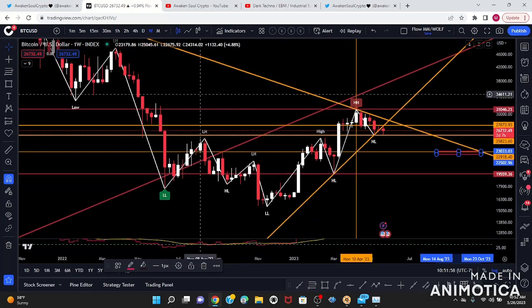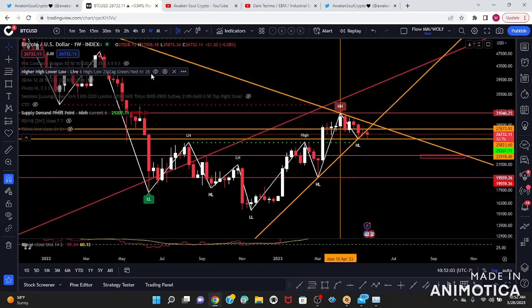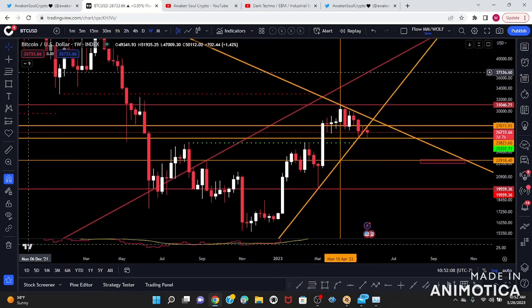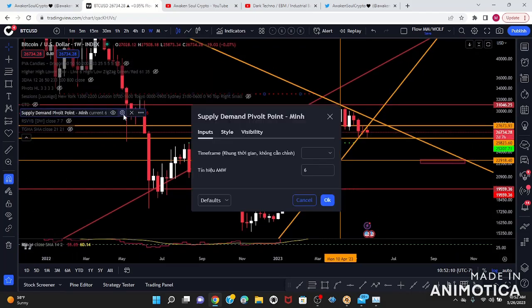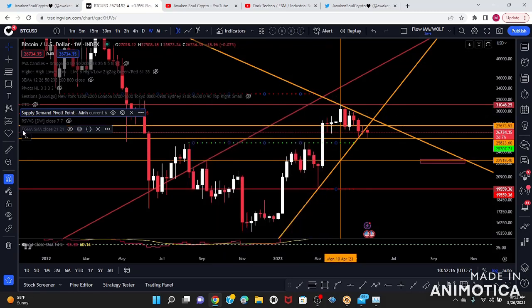Another thing that's important on my weekly is your supply and demand. Supply and demand is key when you're trading the market. You need to understand it because it's a supply and demand game, right? So I do use this supply and demand indicator. I like it personally. There's plenty of them out there, so find whatever resonates with you.